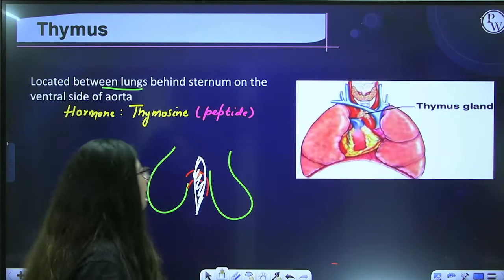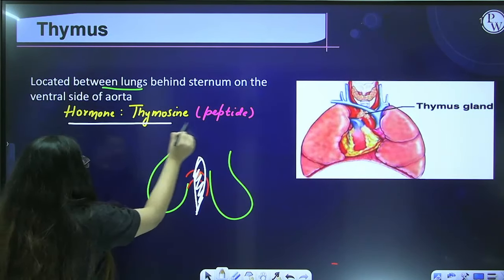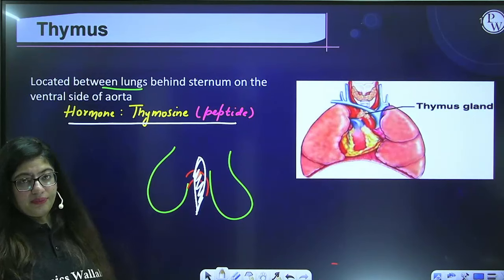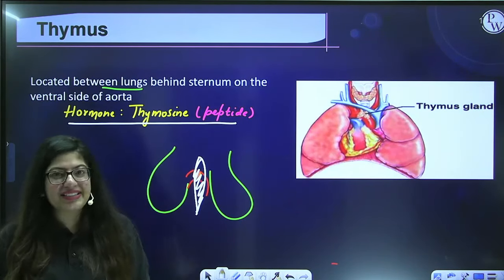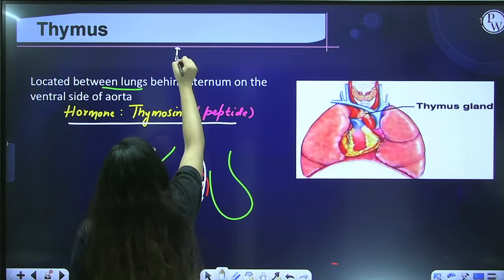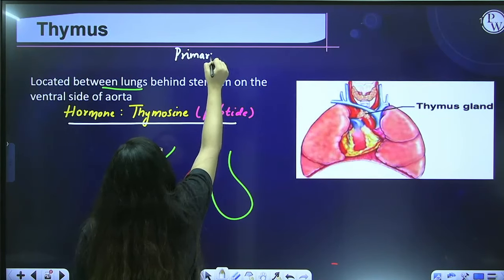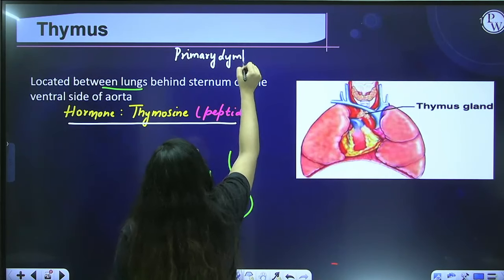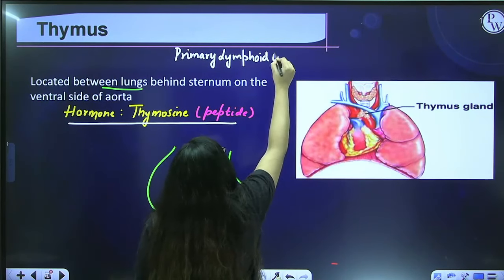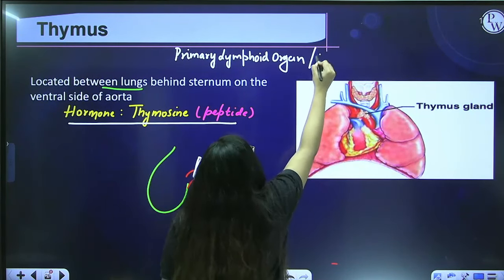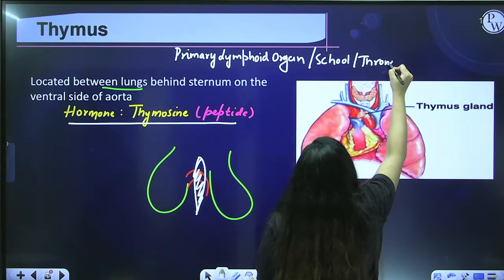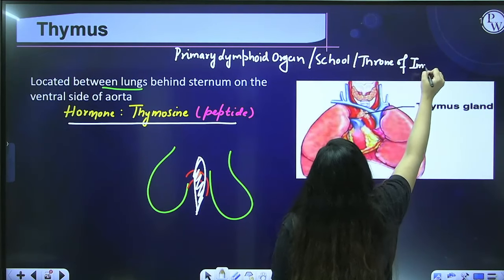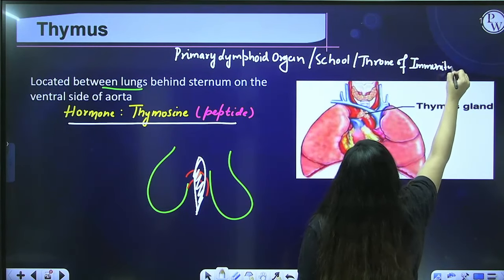Now, it secretes a hormone known as thymosin. First of all, your thymus gland is also a primary lymphoid organ. It is also known as the school or throne of immunity. Why? Let's see.